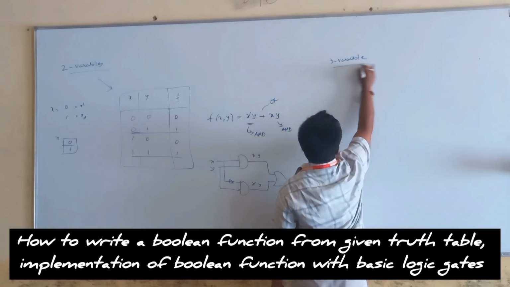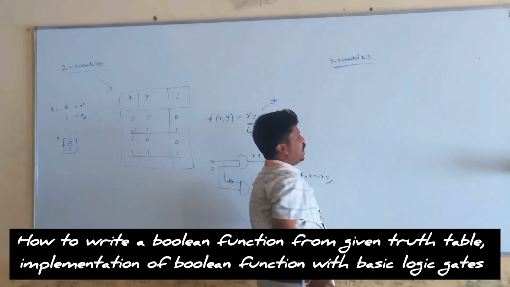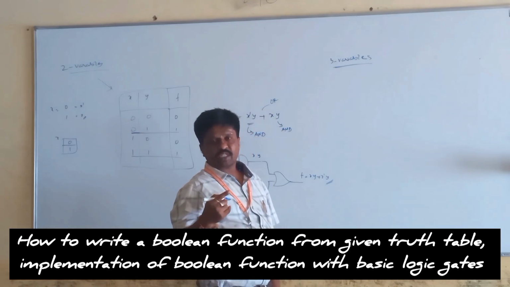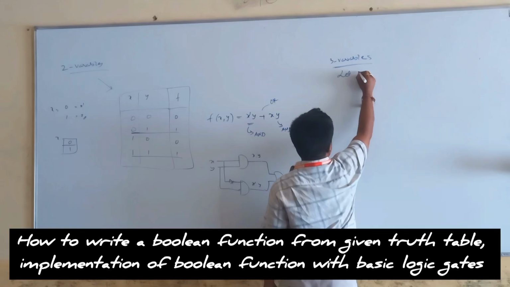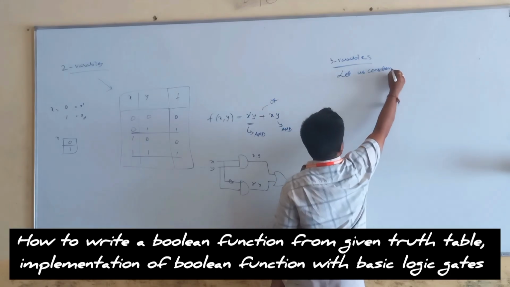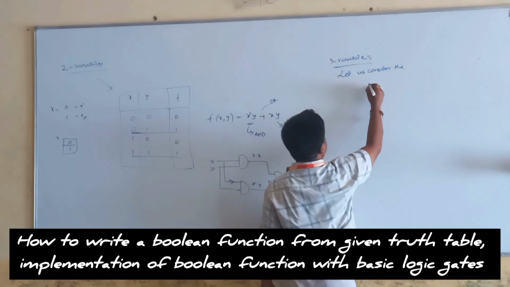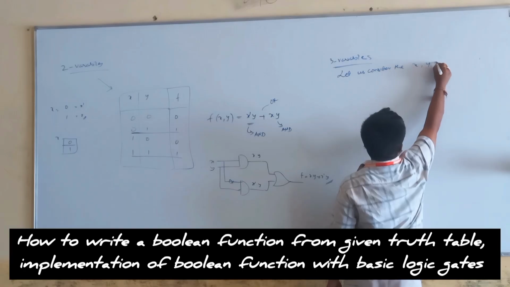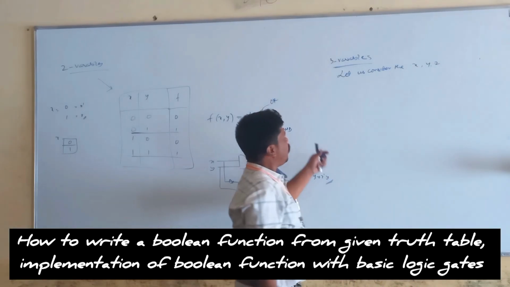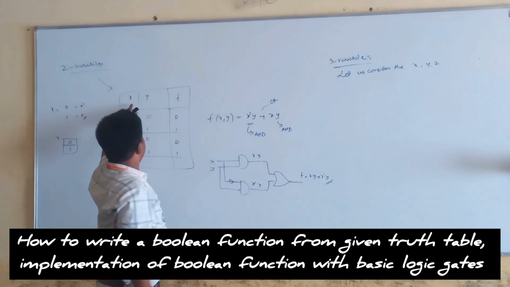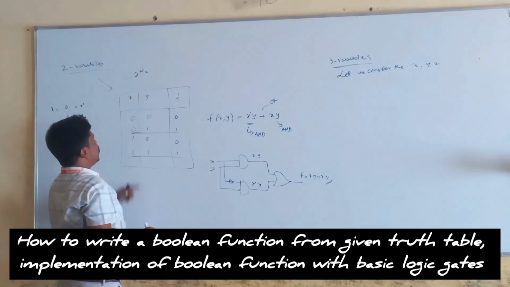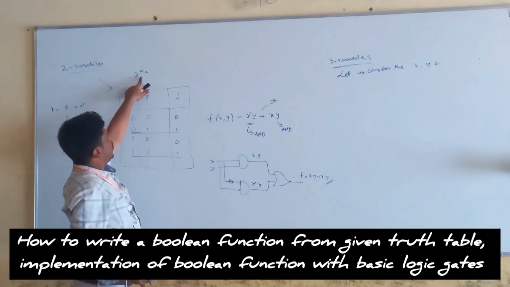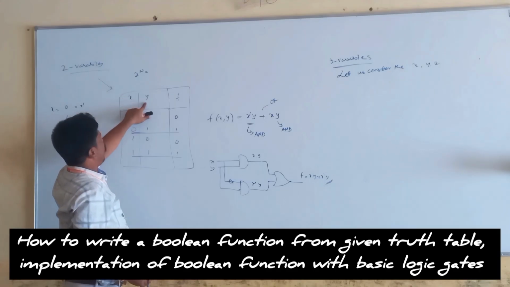The three variables truth table here is nothing but, let me have the three variables x, y, z. These are the three variables. The variables we take have 2 to the power of n combinations, where n is the number of variables. How many variables are there?